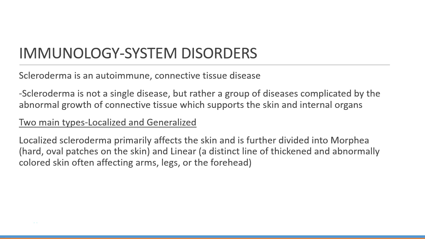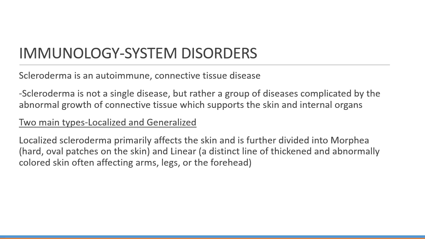Progressive systemic sclerosis is the newer and more preferred term for scleroderma. This is an autoimmune disease that appears as a severe and progressive disease of the skin, and it's often associated with organ complications. It's not a single disease, but rather a group of diseases complicated by abnormal growth of connective tissue, which supports the skin and the internal organs. There are 2 main types, localized and generalized.